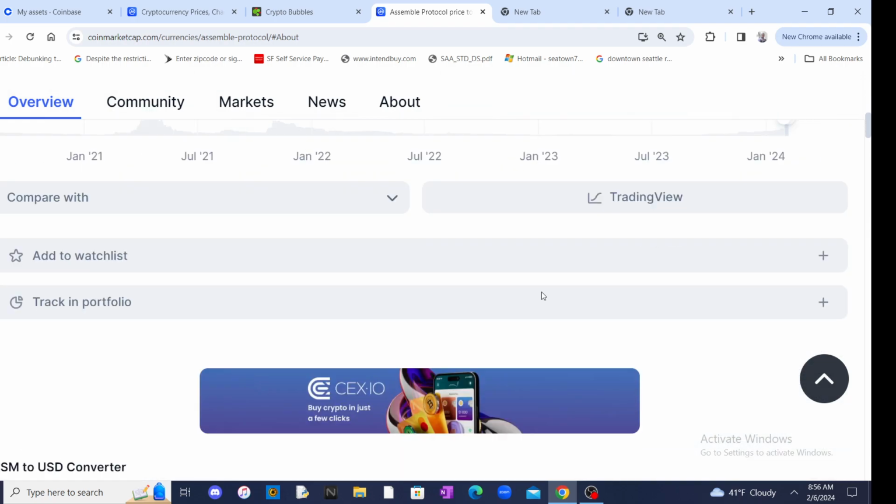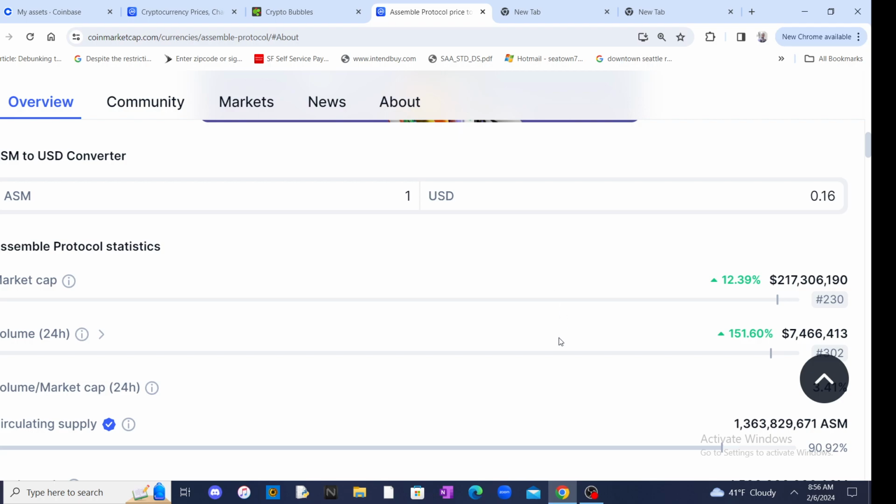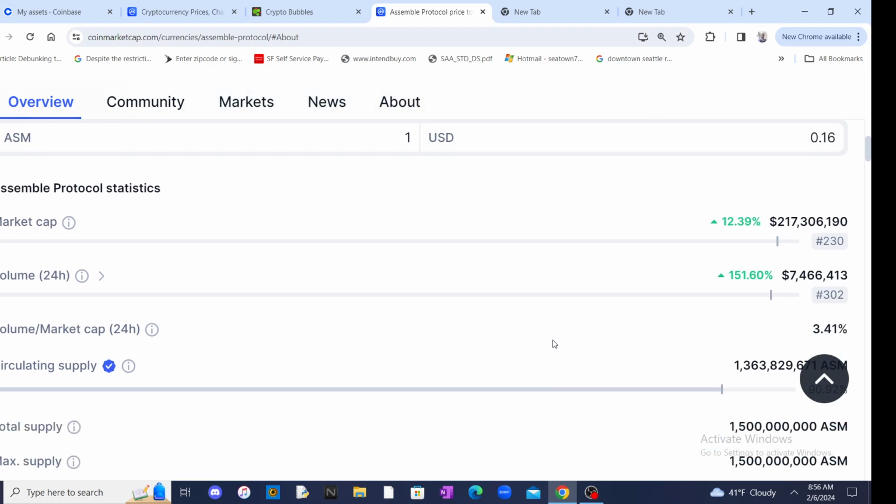But anyways, let's look at the market cap. It has a 217 million market cap, and on the upside right now it's positive 12%. So it looks like it has a lot of upside potential on that market cap.